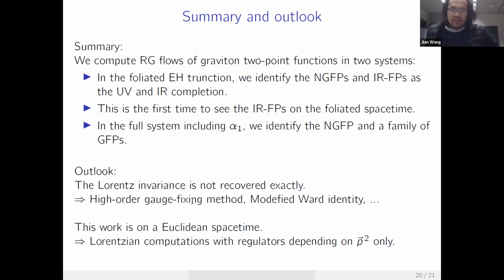Okay, finally, let me go to my conclusion and outlook. In this talk, in our work, we computed the RG flows for the two-point functions in two different systems in the foliated Einstein-Hilbert system. We identified the non-Gaussian fixed point, and we also found an additional infrared fixed point. They could serve as the UV and the infrared completion of the theory. And I think this is also the first time to identify this infrared fixed point in foliated spacetime.